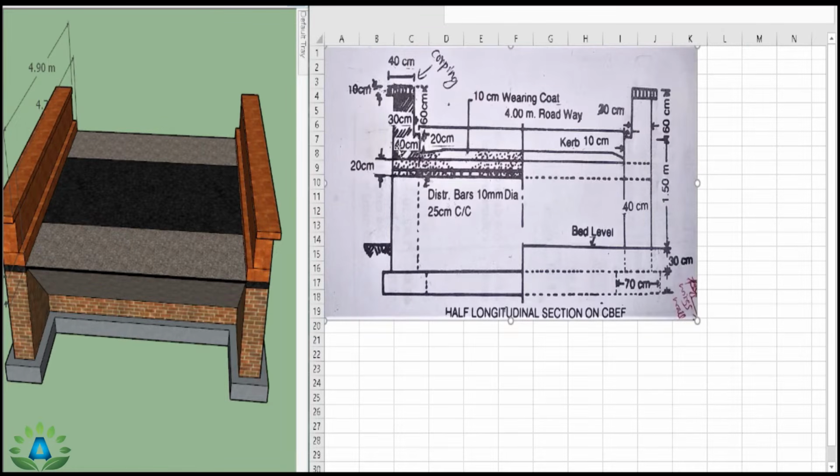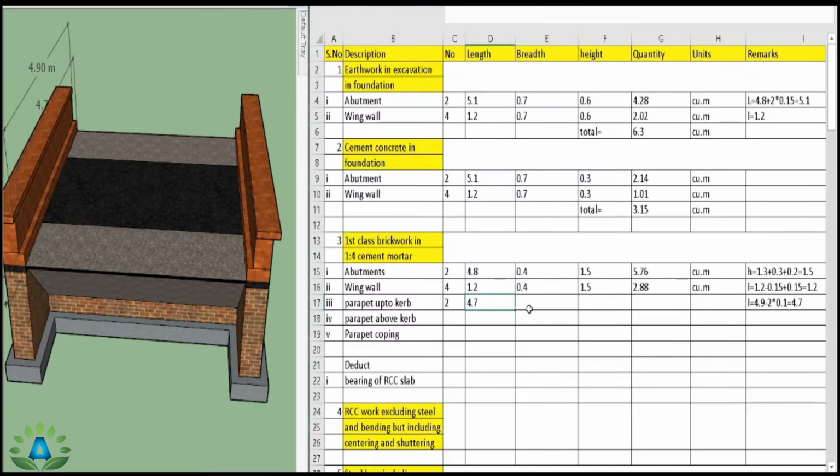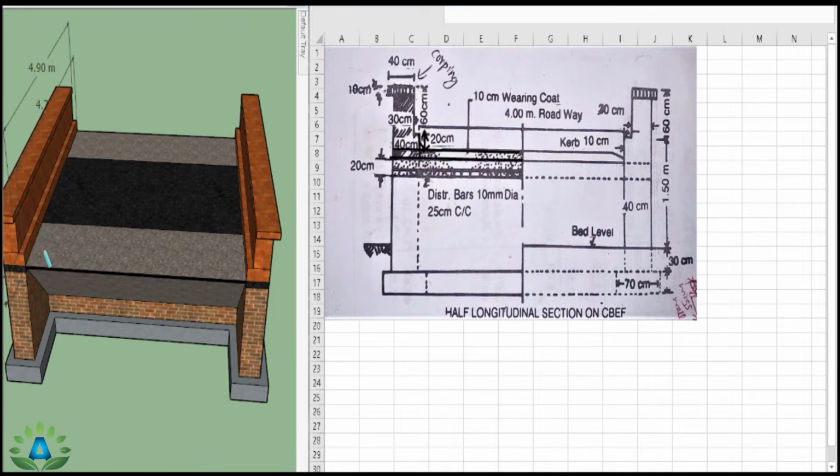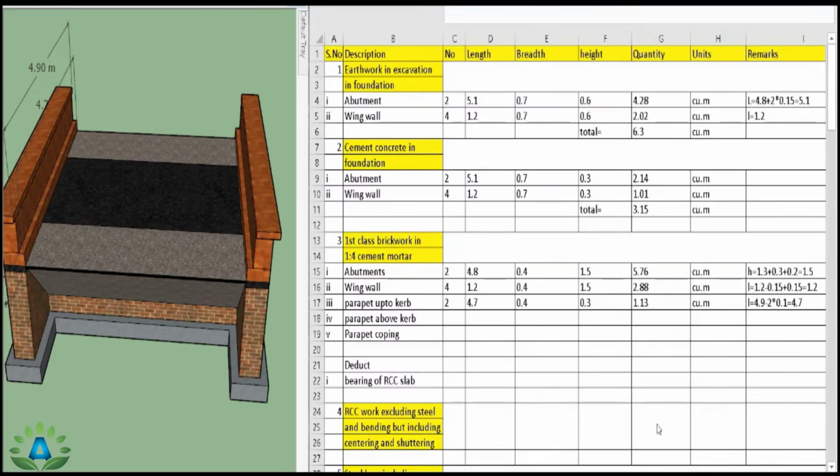And we have this width 40 centimeter parapet, so width equals 0.4. To calculate the height, we have this 40 centimeter width from this level up to this level. That means this height is 20 centimeter and this small portion is 10 centimeter wearing coat, so the total height of the 40 centimeter parapet is 30 centimeter. That is, this portion is 30 centimeter. So we can write the height equals 30 centimeter. So we get the total quantity 1.13 cubic meter.